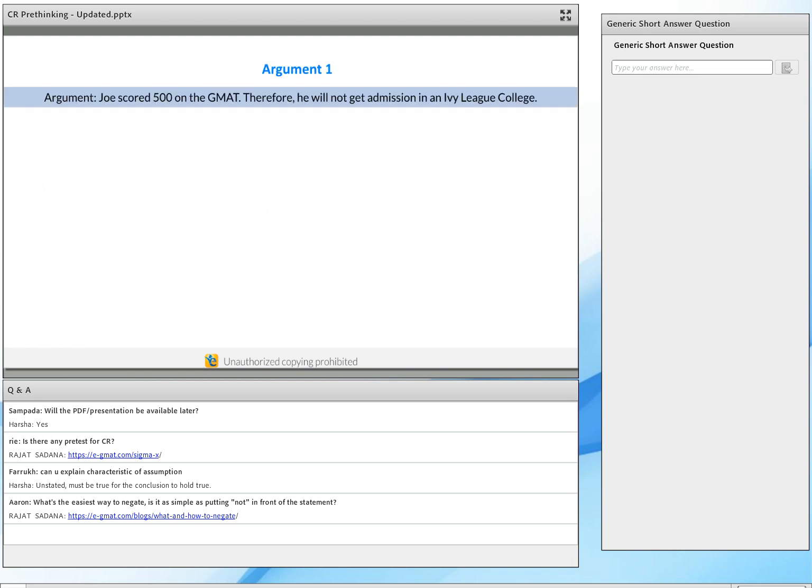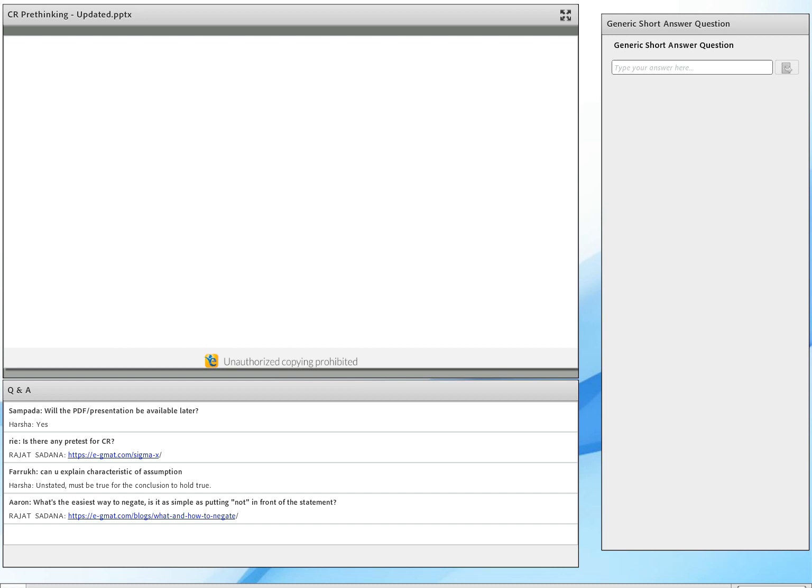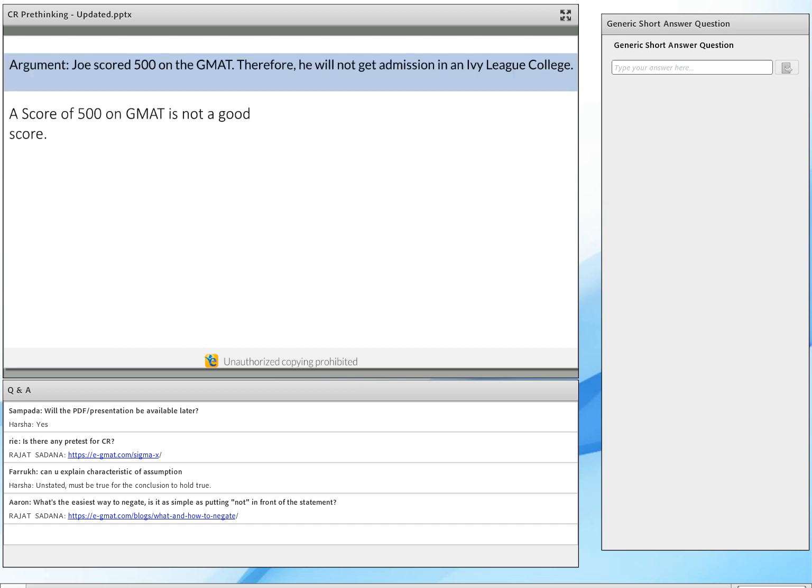Same argument for simplicity, and the answer choice that we'll evaluate is that a score of 500 on the GMAT is not a good score. Is that a correct assumption? So we ask ourselves, is that a must be true statement? Which means, will the conclusion break down or become invalid? Which means, will Joe get admission if the statement to the left no longer holds true?